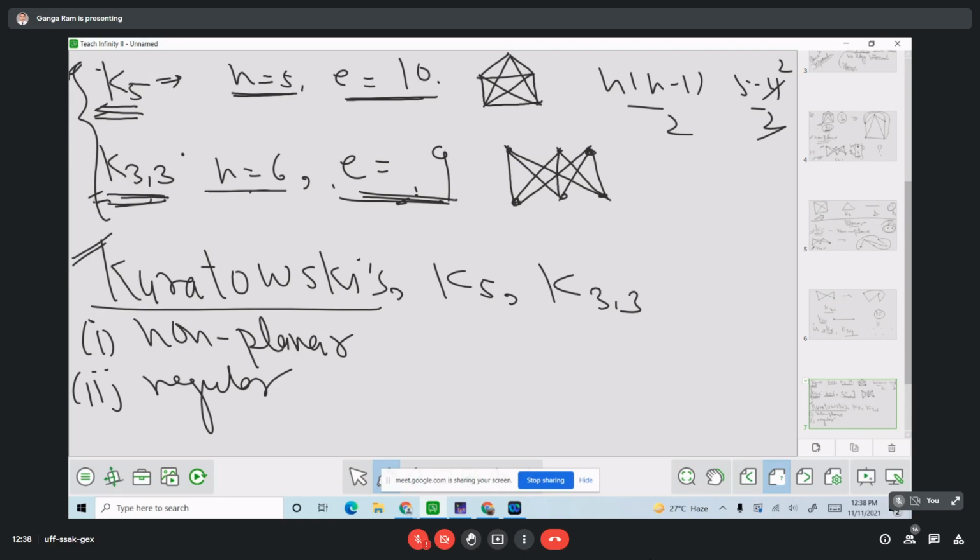Now, removal of an edge or a vertex: if we remove any edge or any vertex of this graph, the resulting graph will always be a planar graph. If you remove any vertex, the graph that remains will be planar or non-planar? Planar. How?